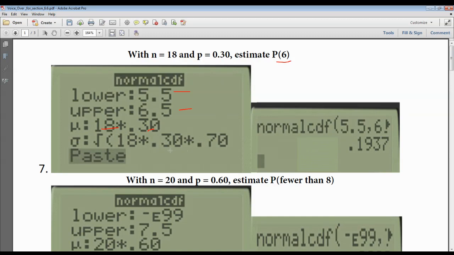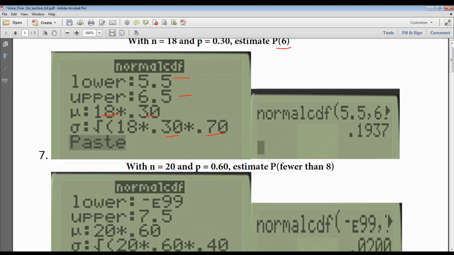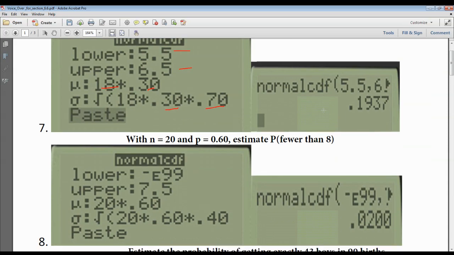Well, if p is 0.30, then it makes sense that 1 minus 0.30 is 0.70. You could have used 0.3 or 0.7. Hit paste and 0.9137. I'm not sure what letter that is.